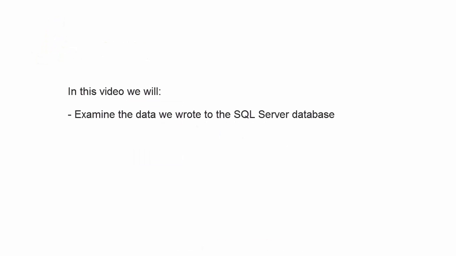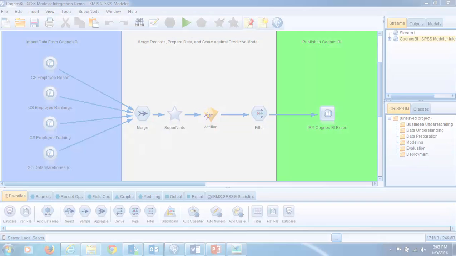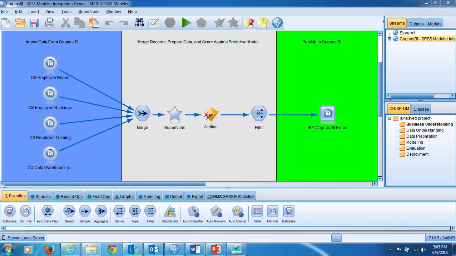In this video, we'll examine the data we wrote to the SQL Server database. Then we'll prepare and run a report in Cognos BI that utilizes the predictions made in SPSS Modeler. I'll now go to Microsoft SQL Management Studio to look at the contents of the table we created and populated in the database from SPSS Modeler.